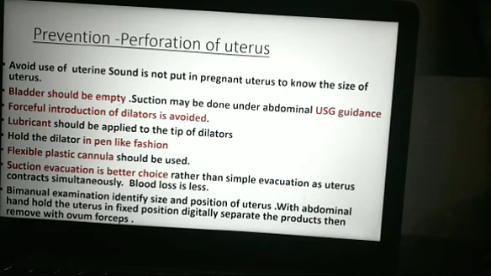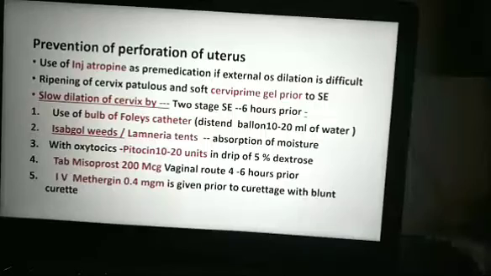And bimanual examination to know the exact size and position of uterus prior to the procedure is very important, and explore the products digitally first. If it is permitting the admission of one finger, then first explore the products digitally and then go ahead with the evacuation. That can be done. Use of atropine and cerviprime gel, so ripening of the cervix may be done prior.